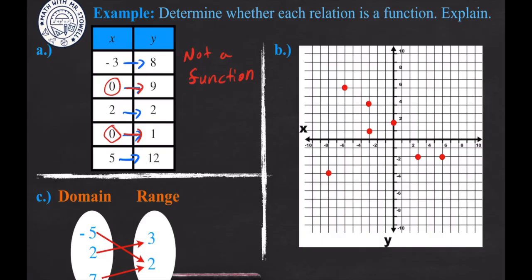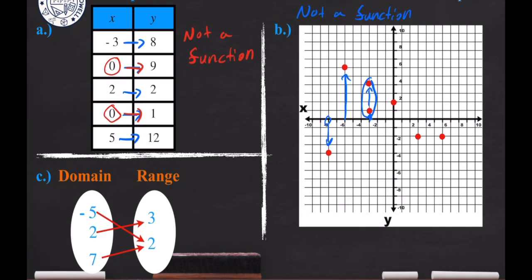Part B, we have this graph. Notice with -8, we're going down till we get to -4. At -6, we're going up to +6. At -3, we do not know if it goes to 1 or if it's going to go to 4. So this one would not be a function because of those 2 points. With part C, we have -5 going to 2. We have 2 going to 3 and 7 going to 2. None of the numbers in the domain go to 2 different values in the range. So this one is a function.